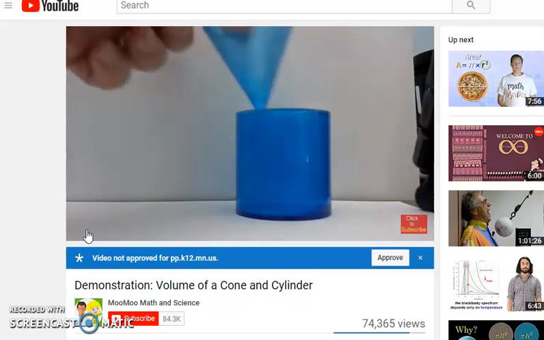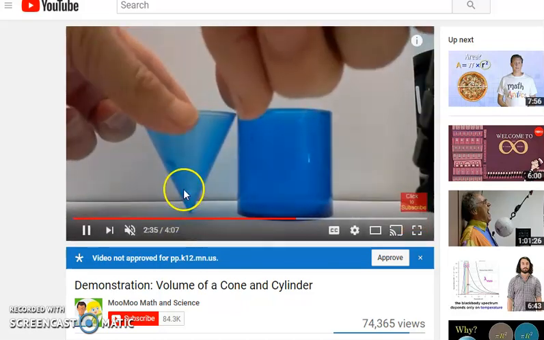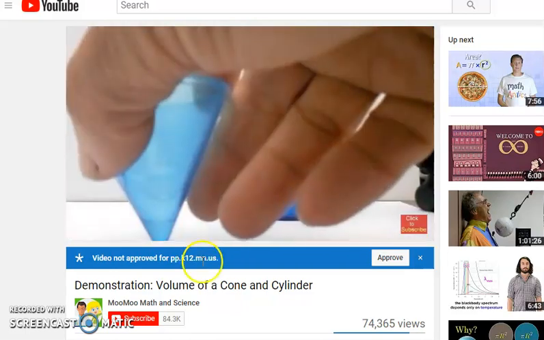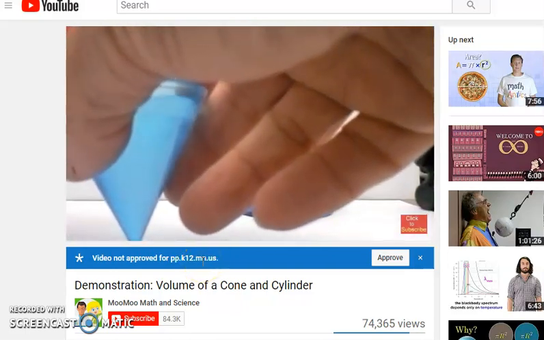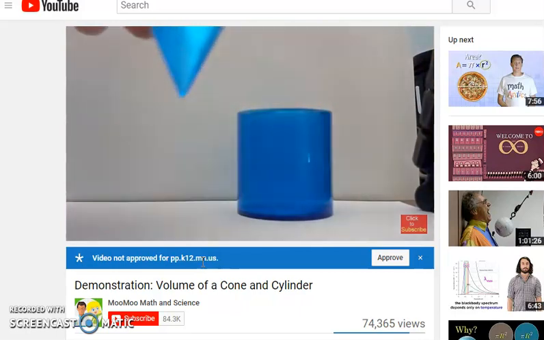Okay. Demonstrating it's the same size, but hey, one comes to one point and the other one is a cylinder. What's he going to do? He's filling up with water. There we go. And what's he doing? He's filling it up again. I wonder how many times it will fill up?